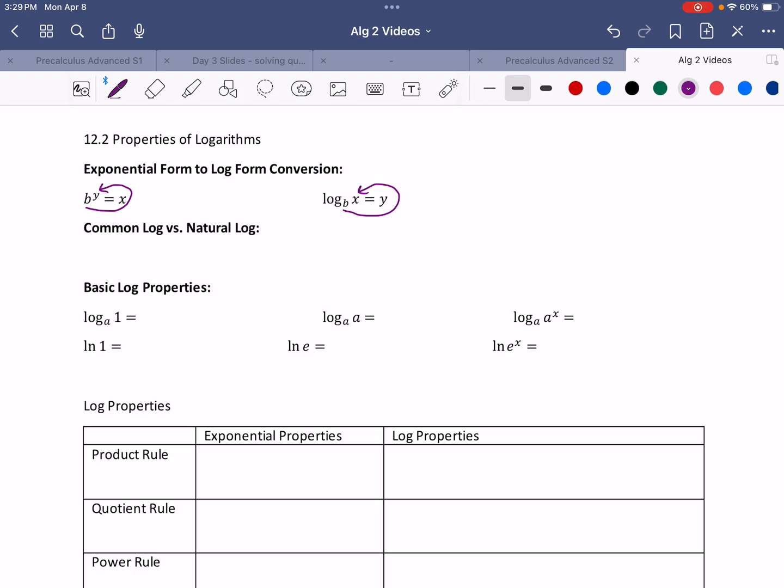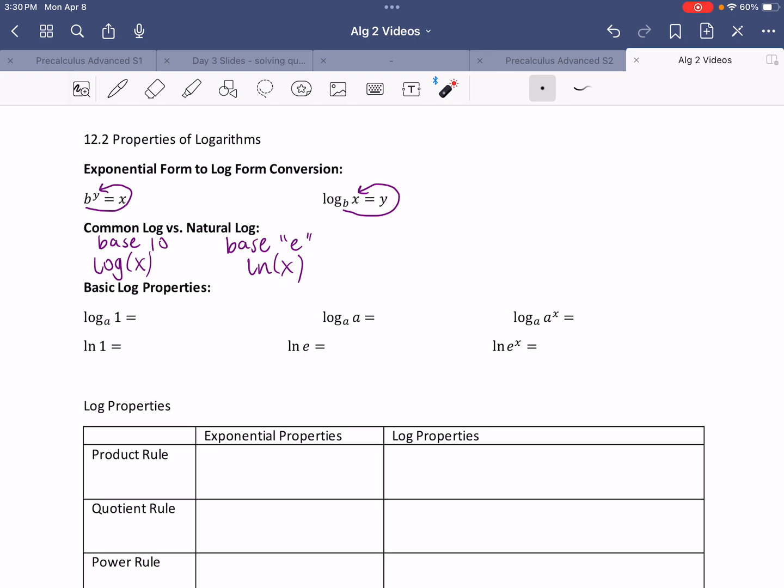Common log versus natural log, just to review. Common log has a base of 10, and it'll be written as log of x, or log of whatever value. Our natural log has a base of e, and it's the natural log x. And today you won't actually need a calculator, but these are both the buttons next to the 7 and next to the 4 on the graphing calculator.